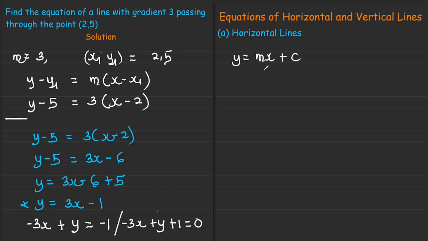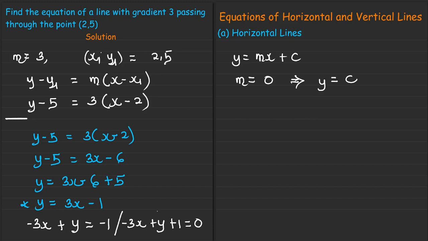Now, with respect to the explanation I just gave, I said for a horizontal line, our gradient m is equal to what? 0. So if gradient m is equal to 0, then our y will be equal to 0 times x, which becomes what? 0. So our y would be equal to just c. And this is the equation of a horizontal line.